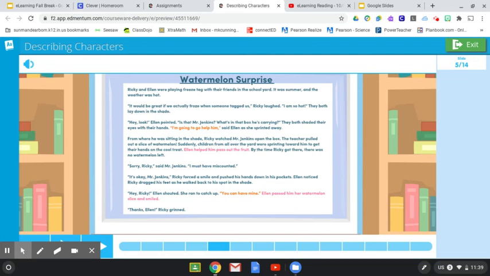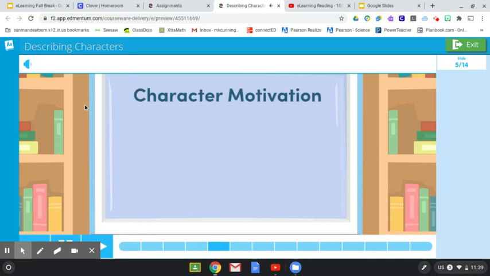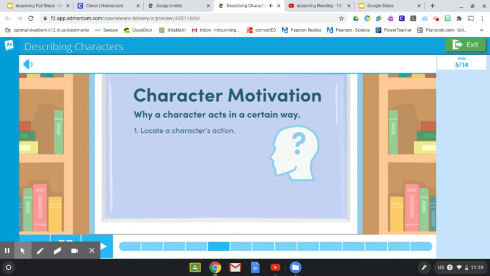You have to kind of figure it out on your own. So this one was, I think, pretty easy to figure out what type of person Ellen was. Character motivation is why a character acts in a certain way. To find a character's motivation, first locate a character's action. Then ask, why did the character do that? Find evidence in the text that supports your thinking.